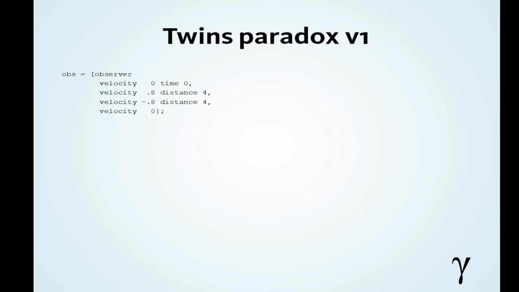And this one defines an observer. The observer's world line basically moves at 80% the speed of light for 4 light years, and then turns around and comes back. So this is the classic twins paradox example that we've covered earlier.